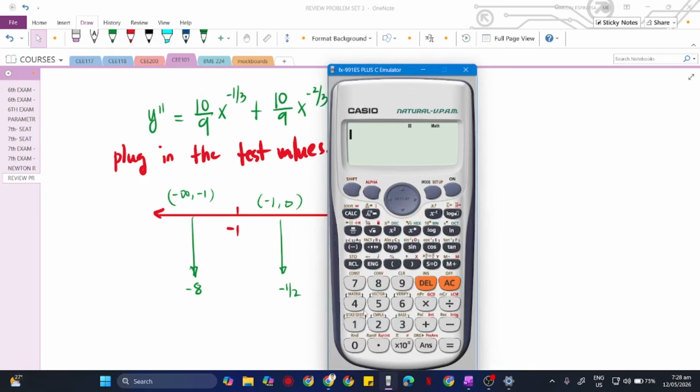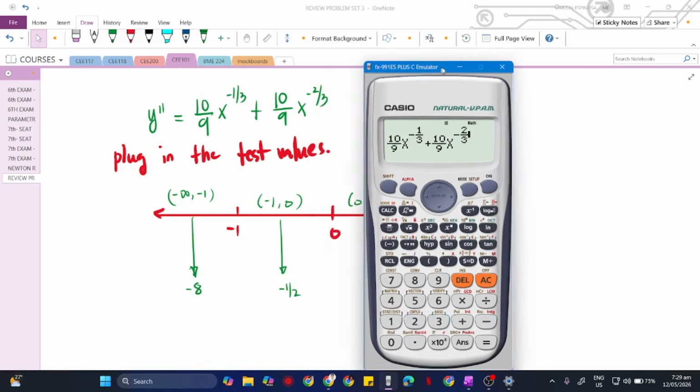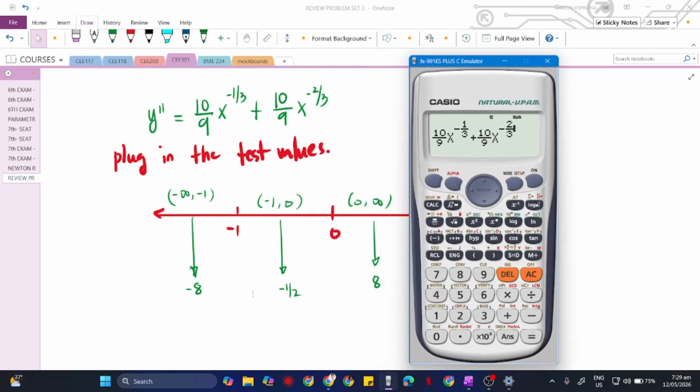So, isulat natin yung 10 divided by 9 x raised to the power of negative 1 over 3, plus 10 over 9 x raised to the power of negative 2 thirds. Okay, yan yung second derivative natin, di ba? So, calc lang tayo. Calc negative 8.